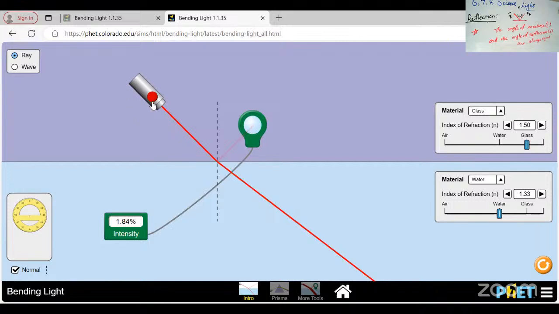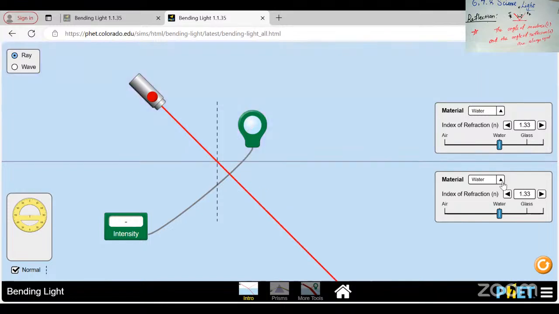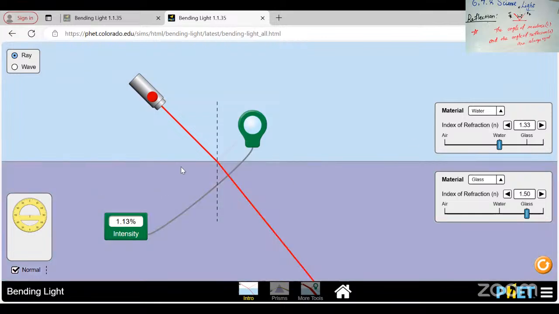When I pass the ray, that is the incident ray, the light passes through the water and is reflected to the glass part. That means in that glass medium, the intensity, the power of the light, is very low. Okay. Next one, I choose water medium to glass medium. How is the light reflected?